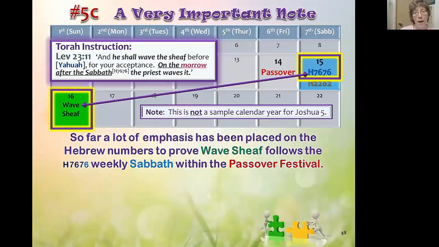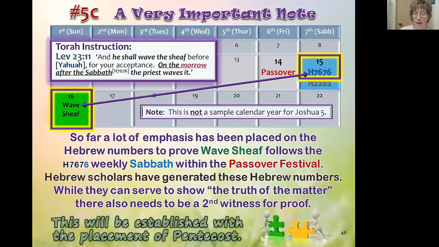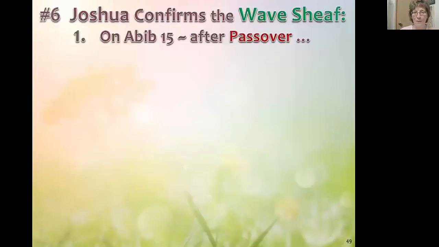So by now, we've put a lot of emphasis on these Hebrew numbers to prove that the wave sheaf follows the weekly Shabbat within the Passover festival. But I want you to know that the Hebrew scholars have generated these Hebrew numbers, and you can't always trust them. You have to do a really good study in order to know if you can trust them. And while these numbers can show the truth of a matter, we also need to have a second witness for proof. And we're going to do that in part 2 when we establish the placement of Pentecost. That's where you'll see the end of this. So you have to stay tuned for part 2.